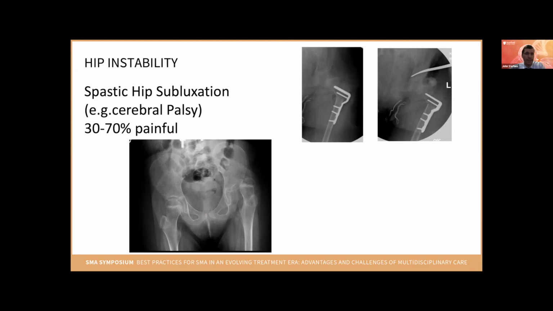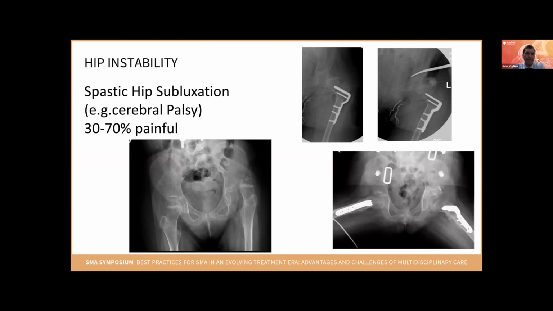The way we do it is with osteotomies. This is an example where we cut the proximal femur and change the coxa valga into a coxa vera. Then we often reduce the hip joint and do some bone cuts around the hip socket to deepen it and stabilize it. And then these patients often end up in casts for several weeks afterwards.